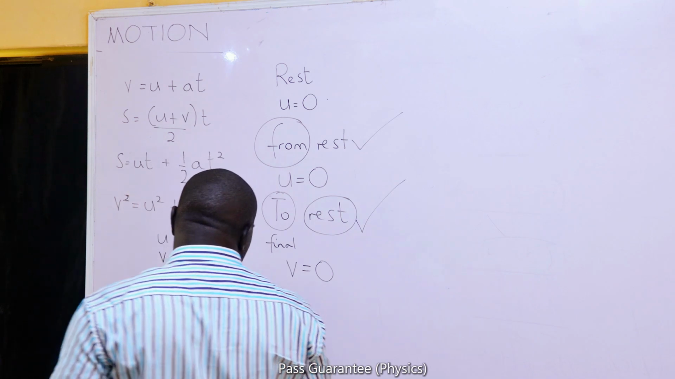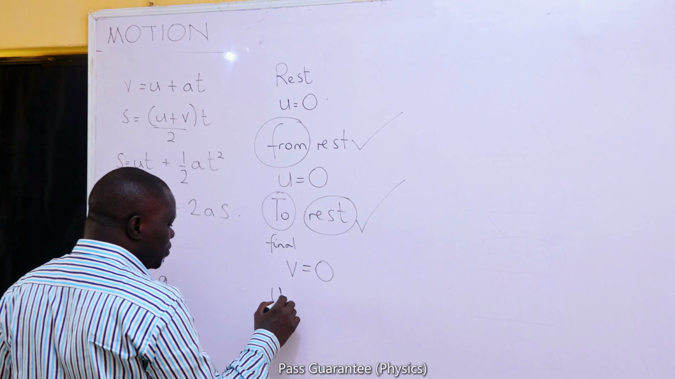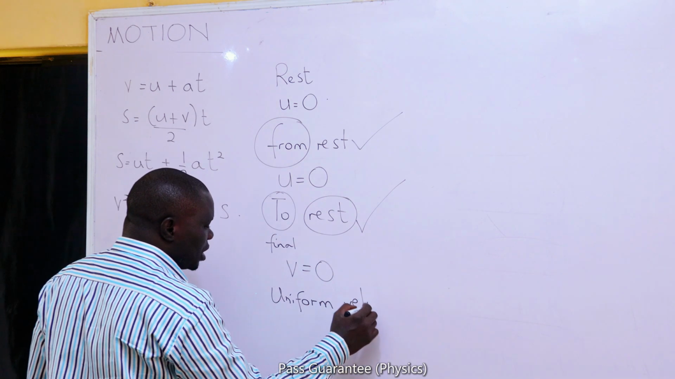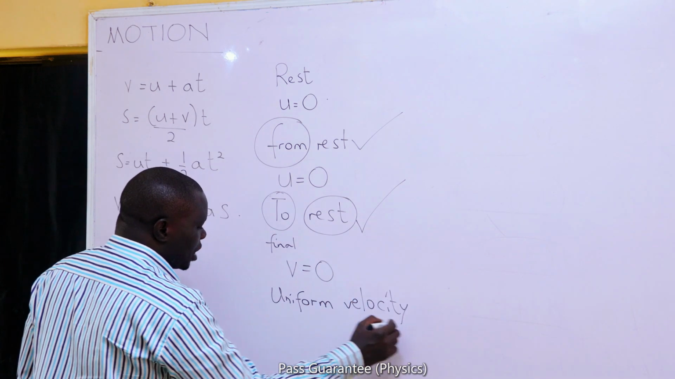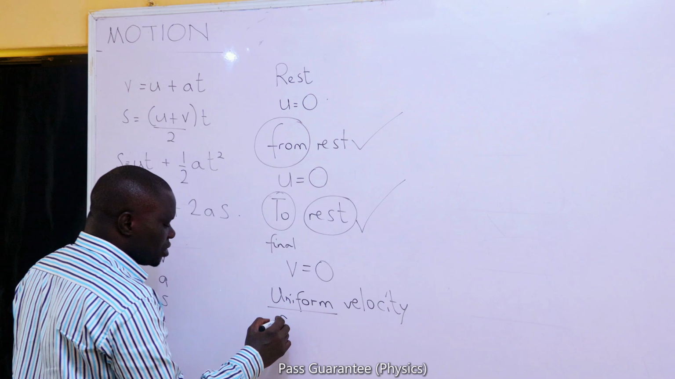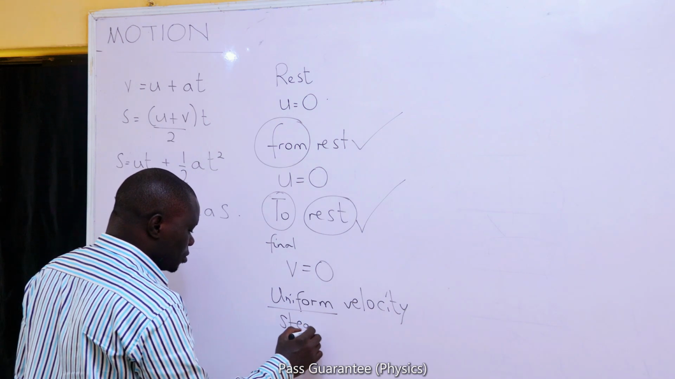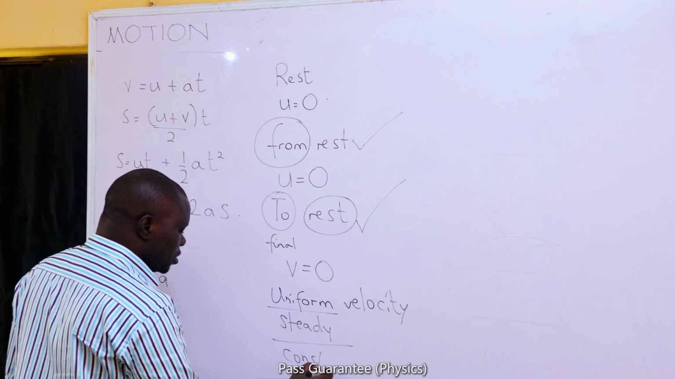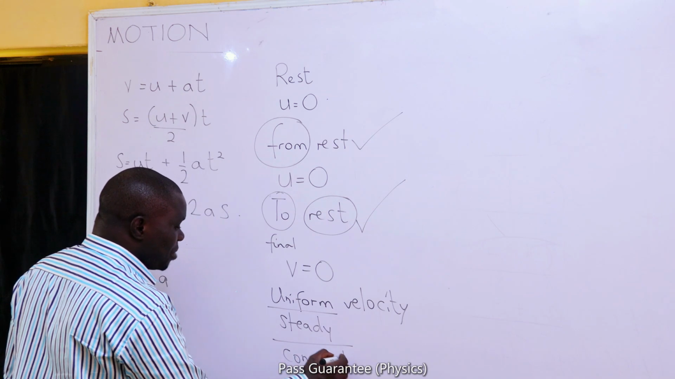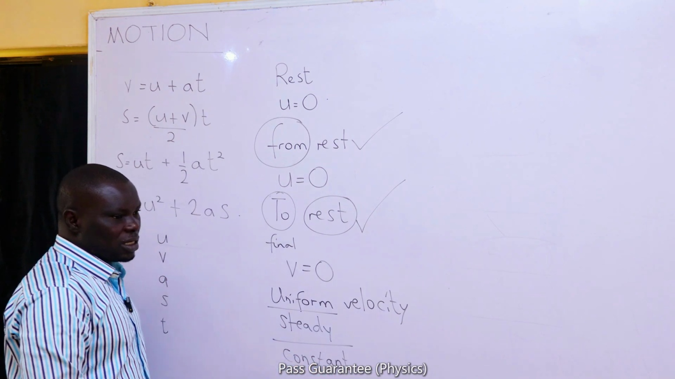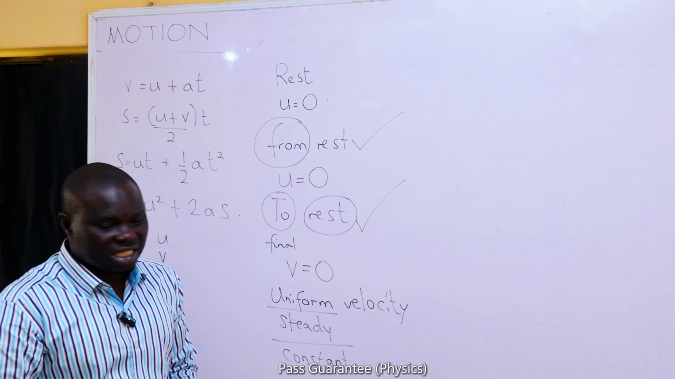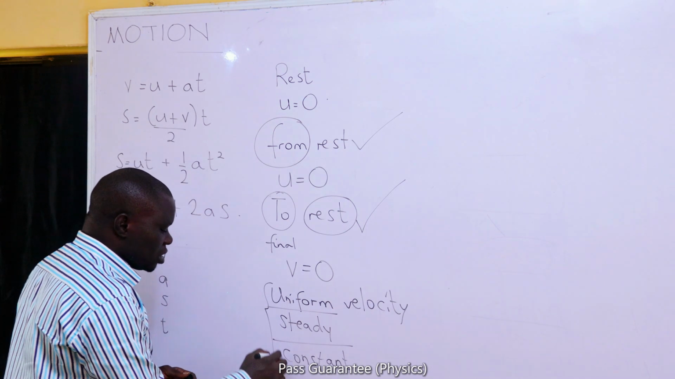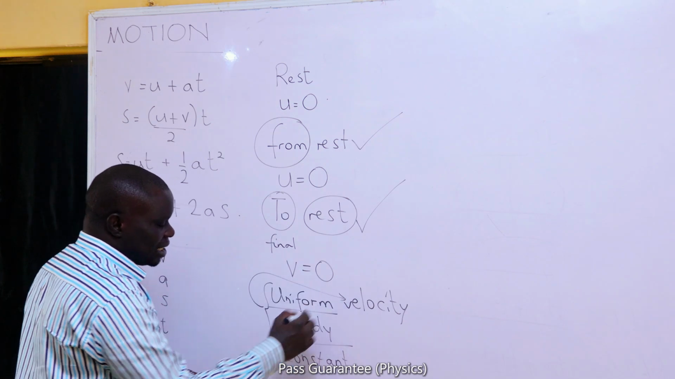We can also be told that the object is moving with uniform velocity. There are so many other words that mean the same thing as uniform that can also be used. You can say that the object is moving with a steady velocity. You can be told that the object is moving with a constant velocity. We can also be told that the object maintained its velocity. It maintained its velocity or speed.